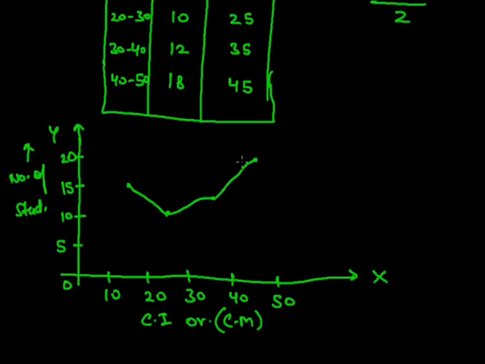to complete our frequency polygon. So in this way we have joined these points, but this frequency polygon curve is still incomplete because, as we know, it is a polygon, so it definitely has to be a closed figure.